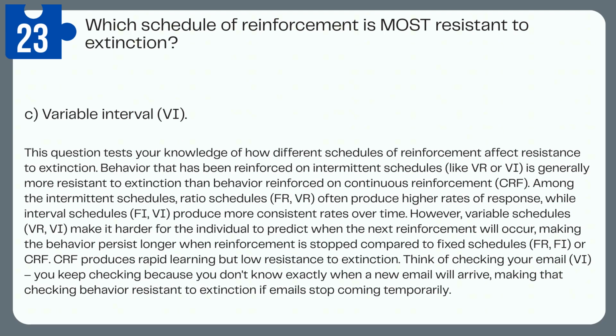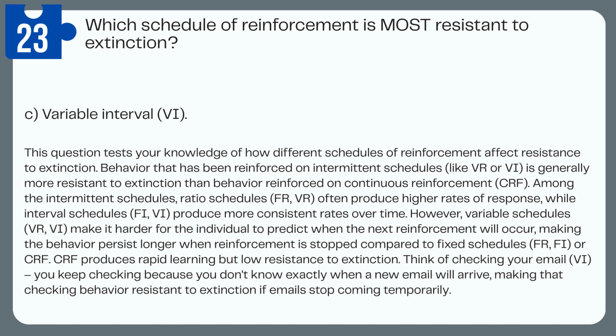Answer. C. Variable interval, VI. This question tests your knowledge of how different schedules of reinforcement affect resistance to extinction. Behavior that has been reinforced on intermittent schedules, like VR or VI, is generally more resistant to extinction than behavior reinforced on continuous reinforcement, CRF.